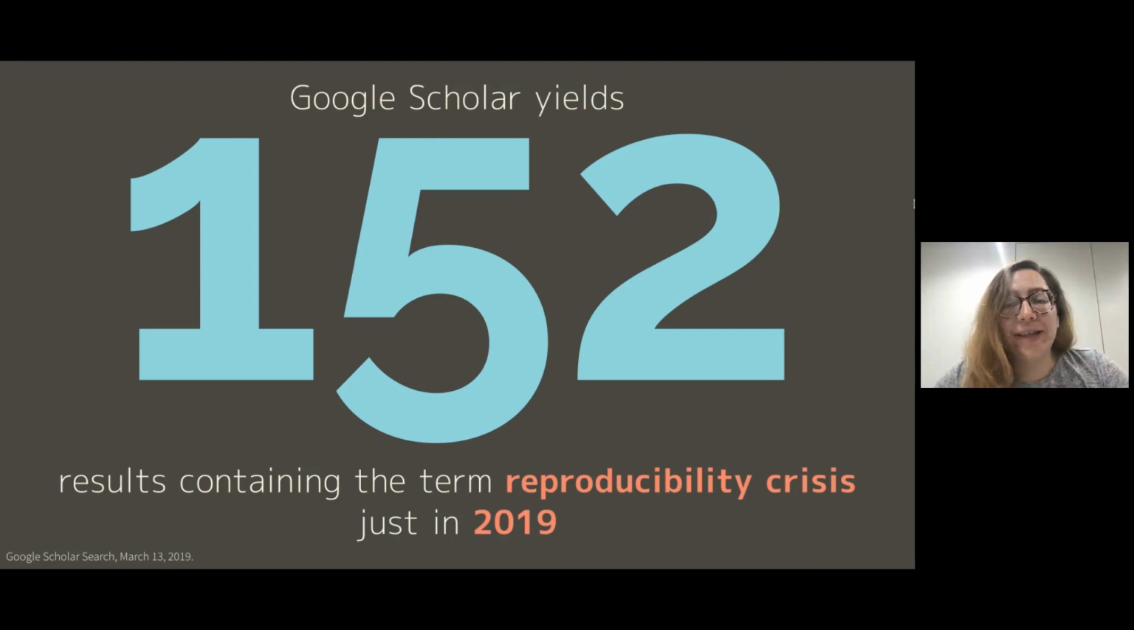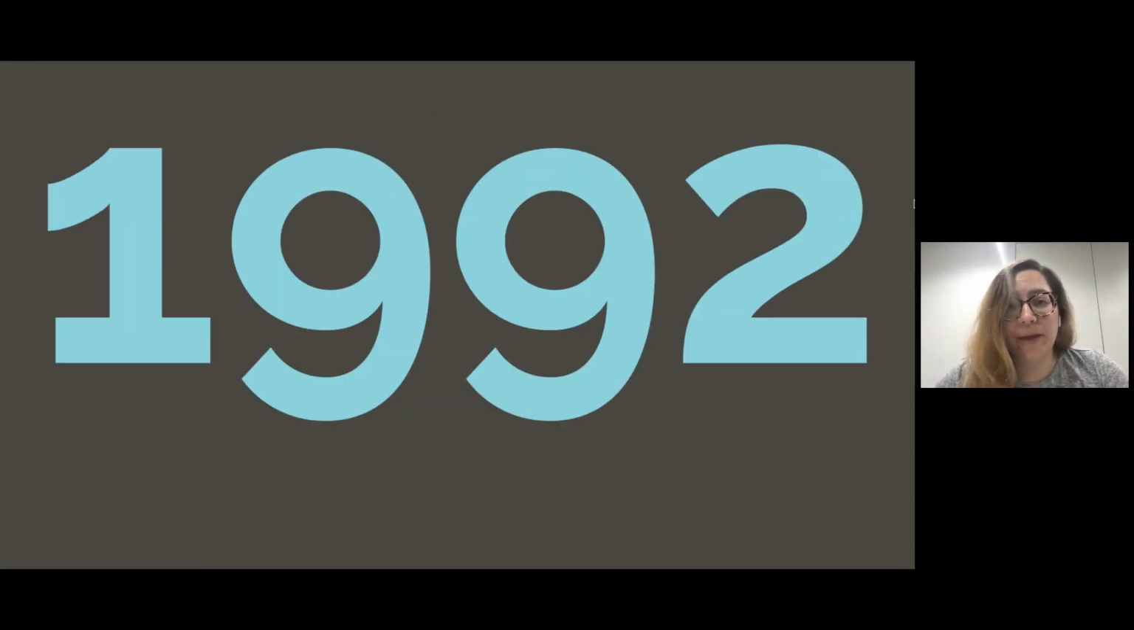152, that's what Google Scholar yields, 152 results, as of March this year, containing the term reproducibility crisis just in 2019. So the idea of a reproducibility crisis is upon us, and the number of scholarly publications about it is even increasing. And there's also a lot of mention of this in the popular media as well.